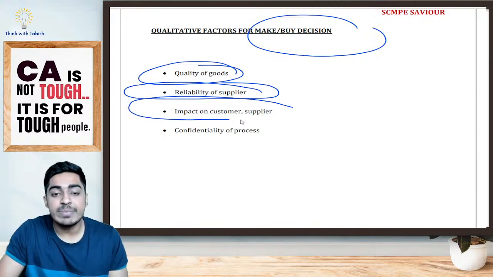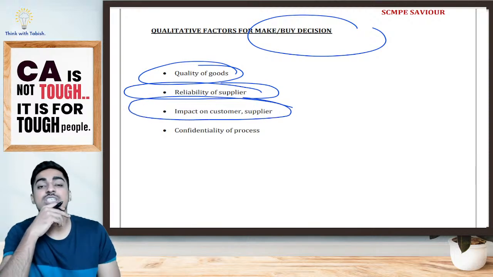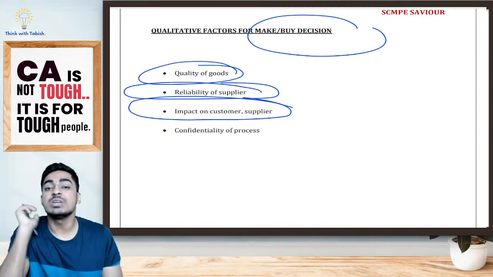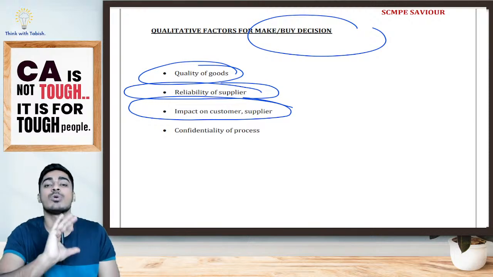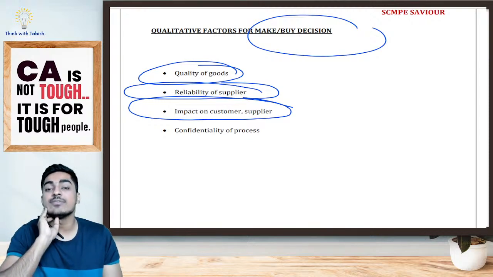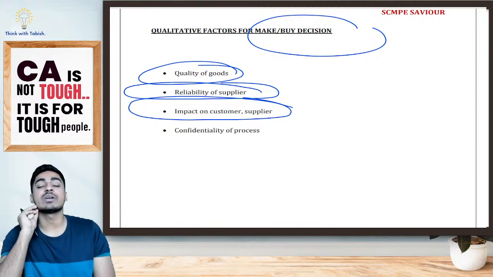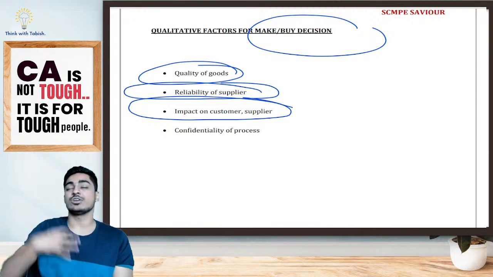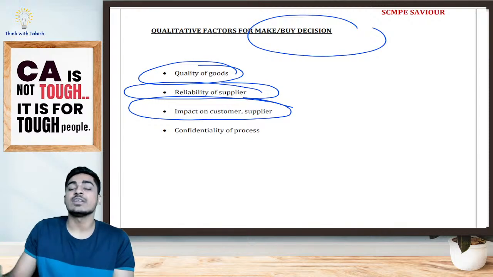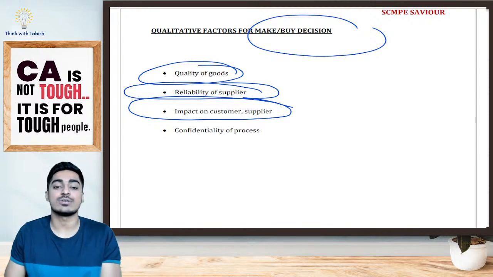Thirdly, what will be the impact on the customer? What will be the impact on the supplier? Yes or no? Whether the customer is okay. If the customer is telling us, no, we want you only to manufacture the goods, then it will be a problem. So what is the impact on the customer? What is the impact on the supplier? Because yes, we were planning to manufacture on our own. Now, if we are getting it from a third person, what will be the impact on the supplier?